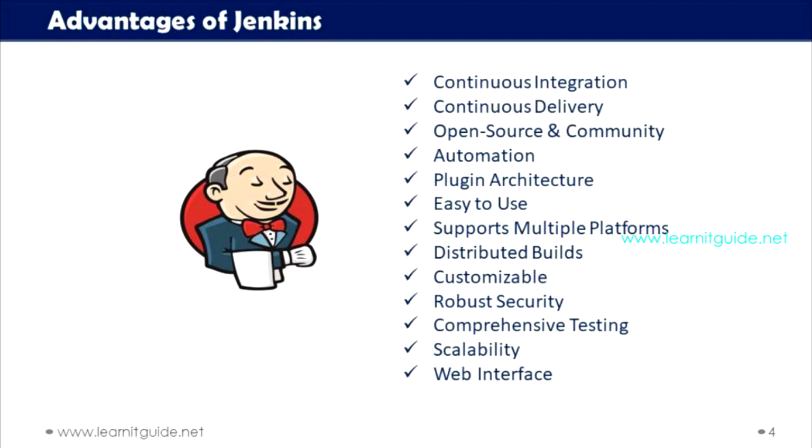Then scalability. Jenkins is highly scalable and it can handle the needs of both small and large organizations. With distributed builds, you can scale horizontally by adding more build agents as your project grows. Then finally, web interface. Jenkins provides a web-based user interface for configuration, job management, and monitoring. This makes it easily accessible to both developers and operations teams, with support for role-based access control. So these are some of the advantages of Jenkins, but still Jenkins has a lot more.